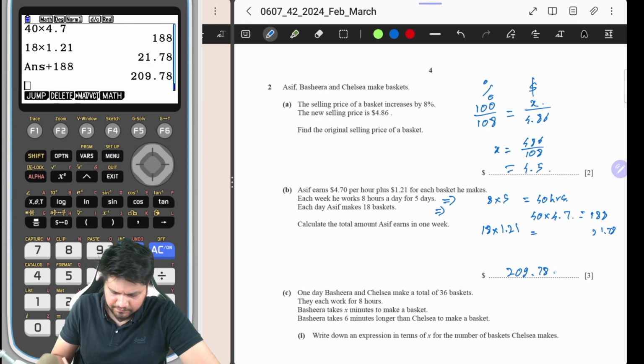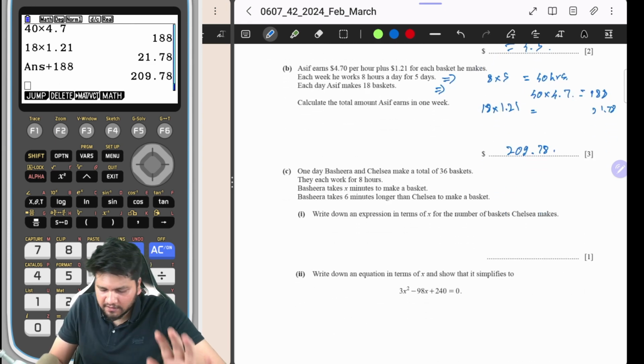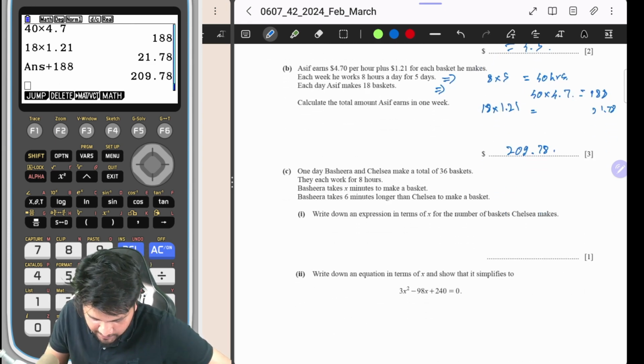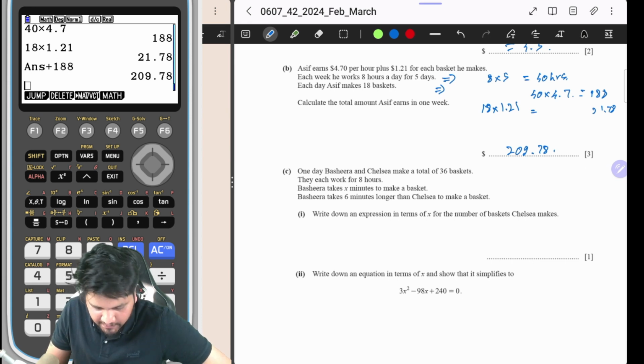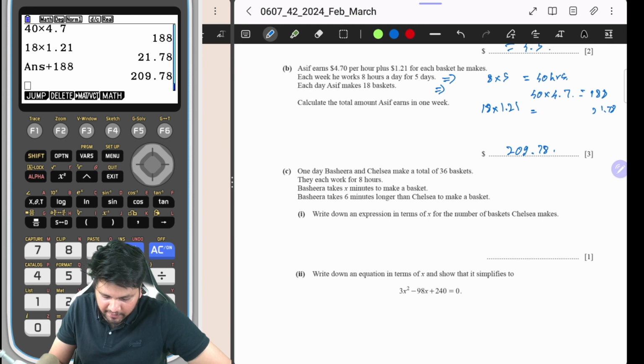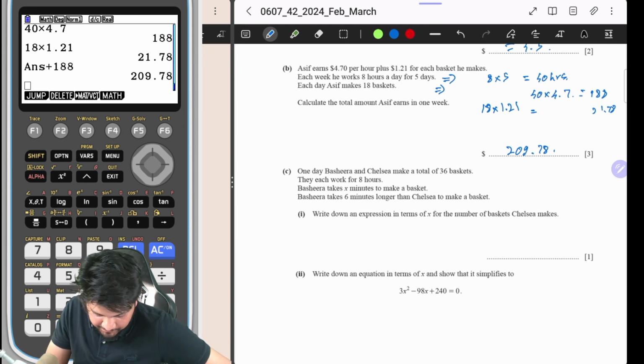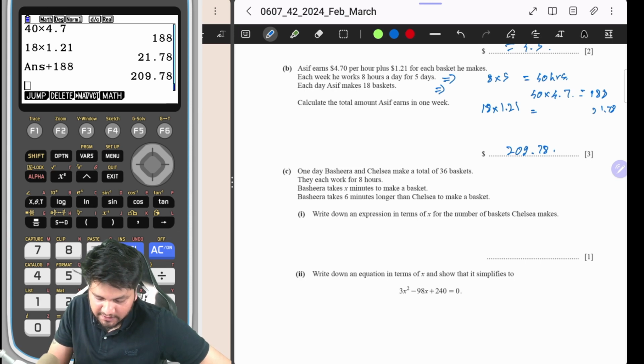Easy question. One day B and C make a total of 36 baskets. They each work for 8 hours. Both of them work for 8 hours. Bashira takes X minutes to make a basket. B takes 6 minutes longer than Chelsea to make a basket.